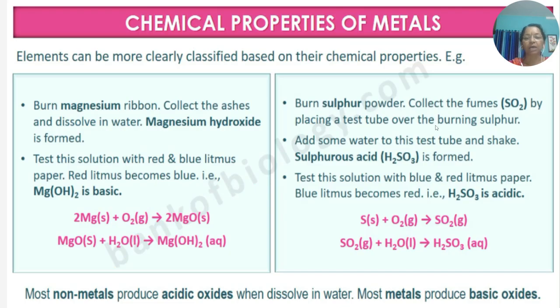Then coming to chemical properties. Elements can be more clearly classified based on their chemical properties. For example, magnesium is a metal which burns in air forming magnesium oxide, which dissolves in water to give magnesium hydroxide, and it is basic in nature.